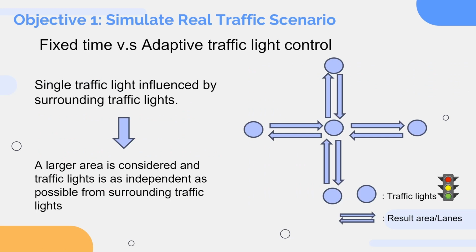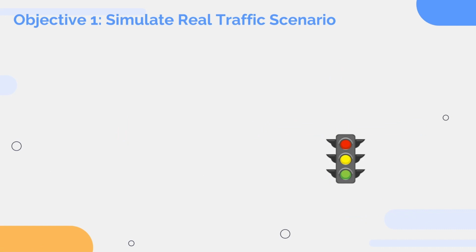For the next page, we want to compare fixed-time and adaptive traffic light control. The most important point is that a single traffic light will be influenced by surrounding traffic lights. You can see the figure on the right. The central traffic light will be influenced by the other traffic lights around it. So the solution is to consider a large area and let the traffic lights be as independent as possible from the surrounding traffic lights.